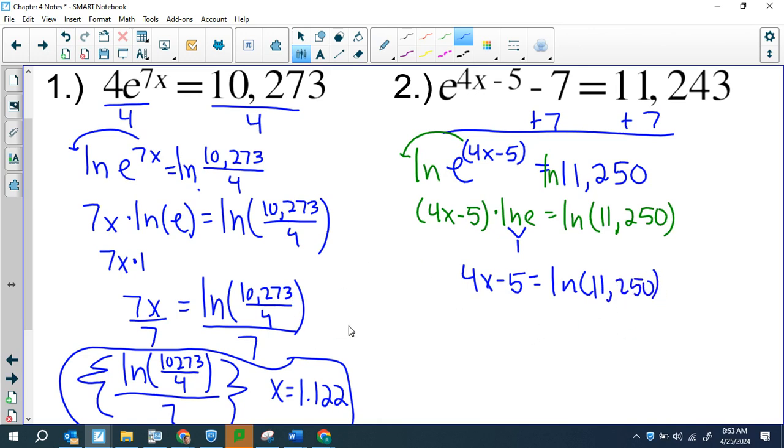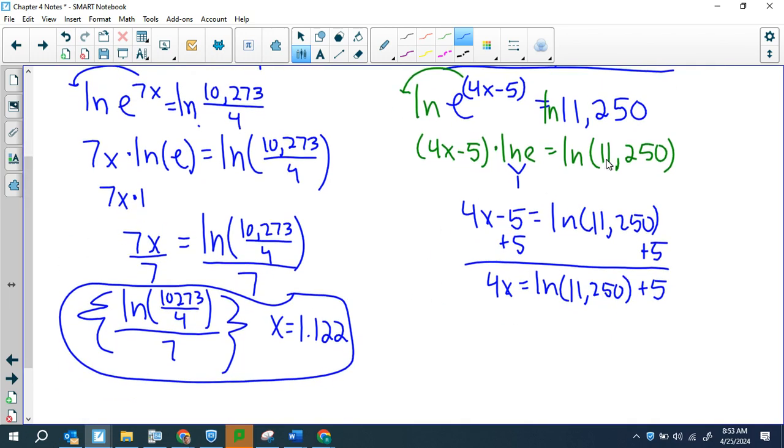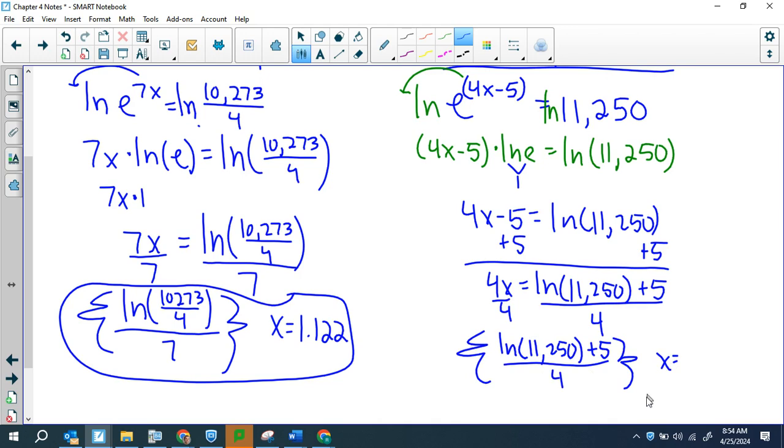And now we just have to undo this. So we would add 5. But notice how we already took the log here. So we'd be taking ln of 11,250, close the parentheses, put a plus 5 on the outside, because we already took the natural log above here. We took the natural log of 11,250. And then we would divide the whole thing by 4. So our solution set is ln of 11,250 plus 5, all divided by 4. And then when you type that in your calculator, you get about 3.582.